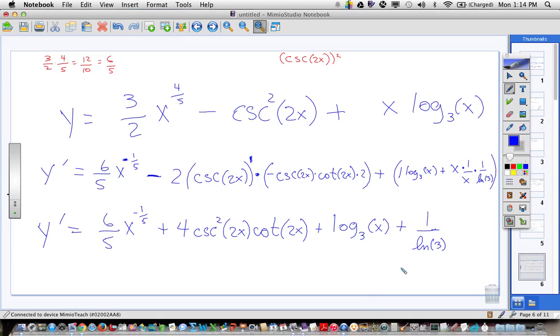So you bring the 4/5 down in front. Remember, when you multiply fractions, you just multiply straight across. Now you can cancel diagonally if you want to, but multiply across would be 12/10, which would reduce to 6/5. So 6/5, subtract 1, x to the -1/5.